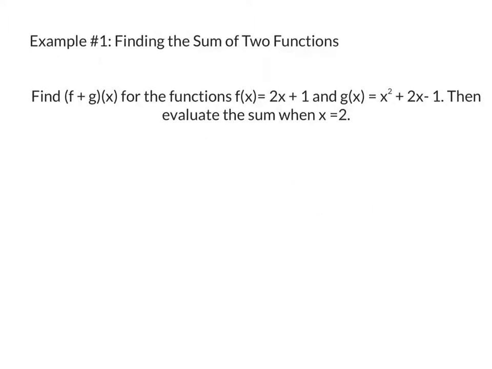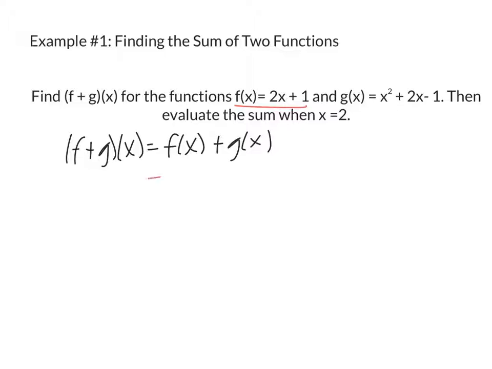All right, so we're going to practice. It says find f plus g of x for the functions f of x equals 2x plus 1 and g of x equals x squared plus 2x minus 1. Then evaluate the sum when x equals 2. Just a reminder, I said on the last screen that f plus g of x is the same thing as f of x plus g of x. So let's go ahead and substitute.